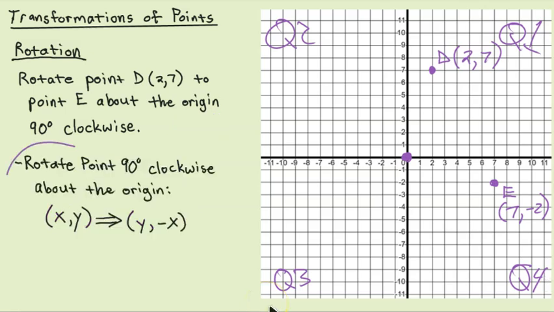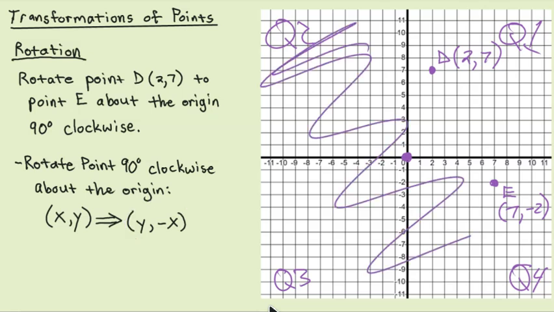All right, so here's our rule right here. Rotate a point 90 degrees clockwise about the origin. If it starts out as XY, it becomes Y, negative X. And so now we actually don't even need a coordinate plane to be able to rotate a point.